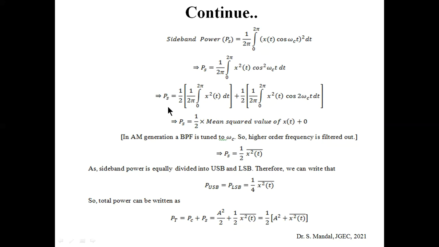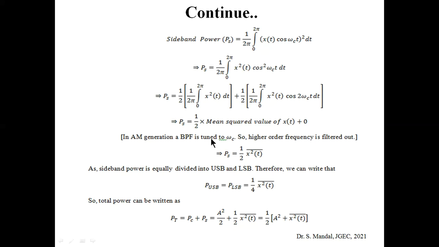So what will you get? Ps becomes only half into 1 by 2 pi integral from 0 to 2 pi of x square t dt. So this is the ultimate sideband power. This part denotes the mean squared value of xt. So sideband power is nothing but half into the mean squared value of xt, and it can be represented by half x square t mod.